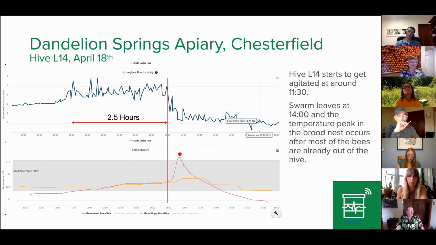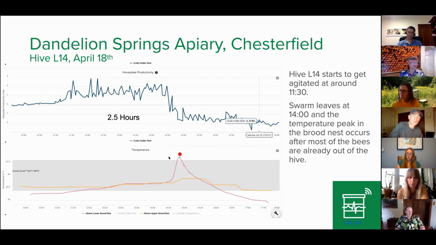We see a 2.5 hour precursor to the swarm in oscillations in weight, but we do not really see anything in temperature. My theory is that this temperature event is really not caused by bees warming up the flight muscles, but is because there is so much disruption in the hive. The bees are just not able to maintain the brood nest temperature because there is so much going on.